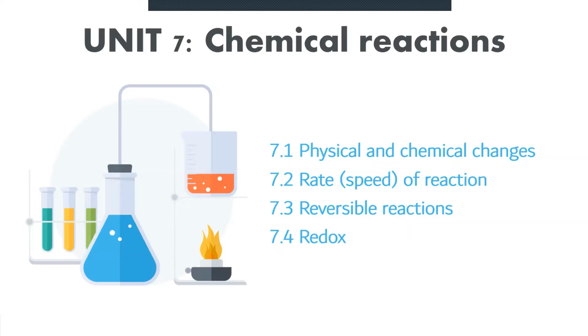This is unit 7, chemical reactions. In this one, there are 4 subtopics. There is 7.1 physical and chemical changes, 7.2 rate of reaction, 7.3 reversible reaction, and 7.4 redox reaction. I'm sure most of you have learned redox in grade 9 and some idea about reversible reaction as well. But we will revise those concepts again.